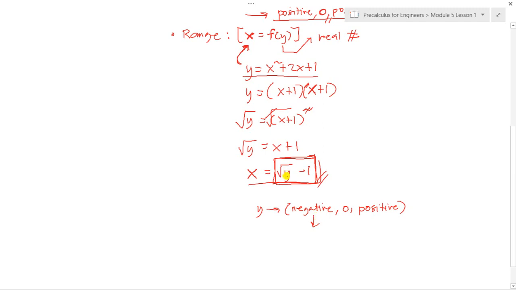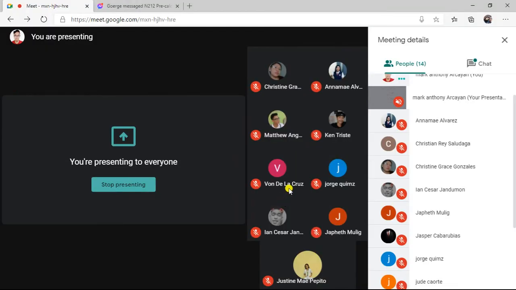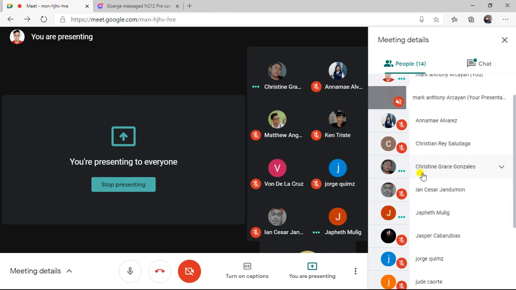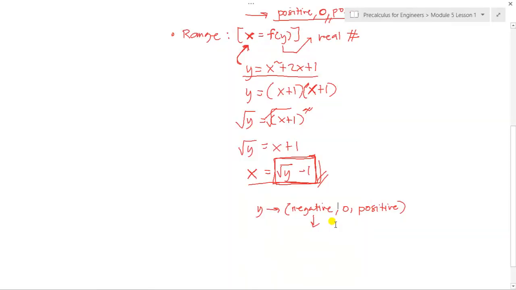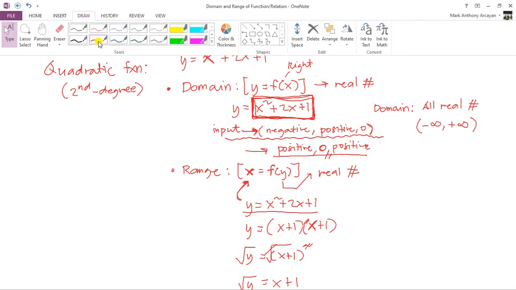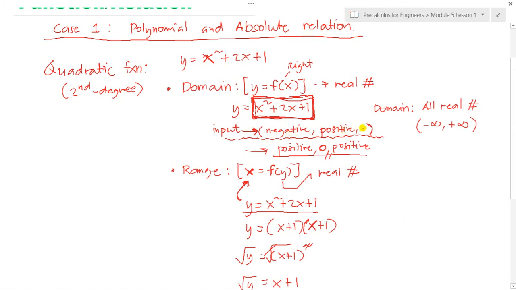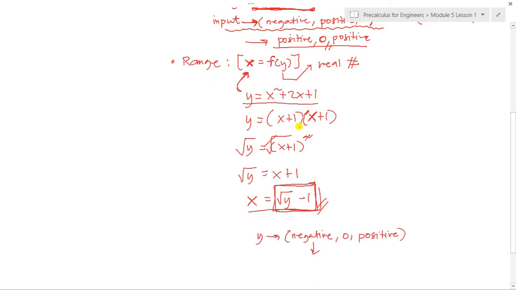Can we input a negative value inside this radical expression? Class, maka-input ba ta? How about the others? Imaginary. Same man sa atong gibuhat ari, di ba? You remember sa ato domain, we input negative, positive and 0, kay nag-represent man sila sa real numbers. Ang real numbers is ranging from the negative side, then 0, then positive side. The same thing with this.